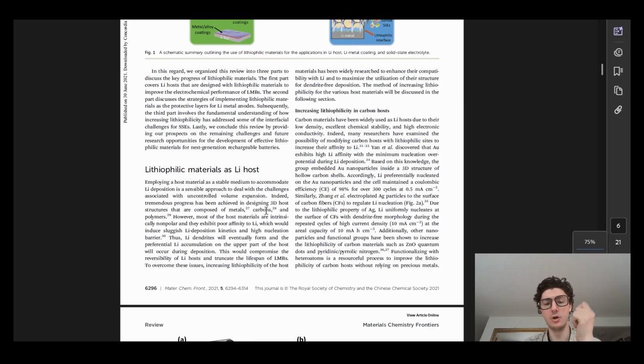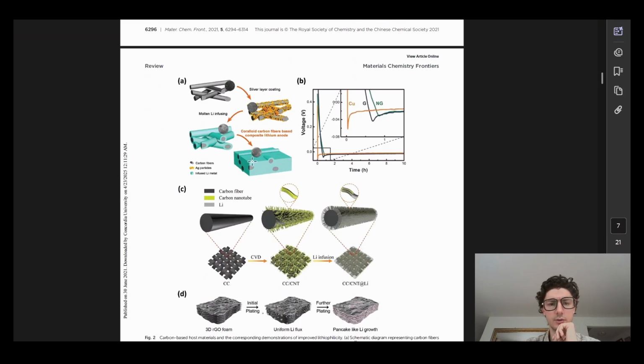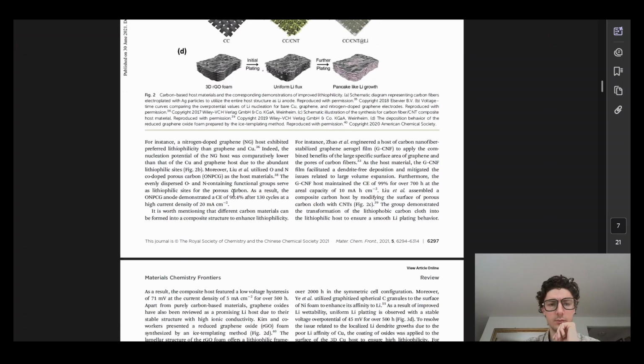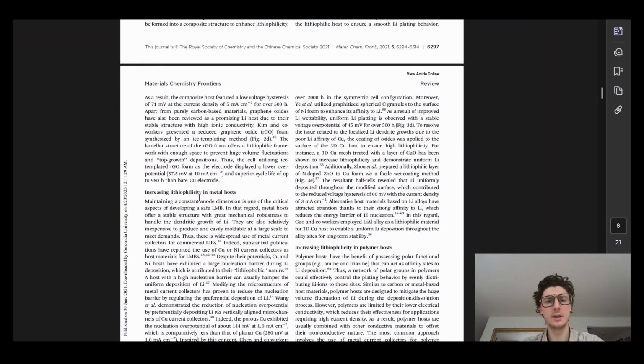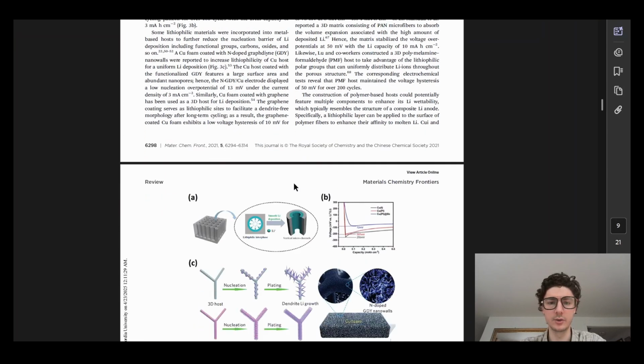So let's see. As I said, it's a review article, so normally there's no materials and methods section. It goes from introduction straight to lithophilic materials as lithium host. So let's just read the titles of the sections here. First, increasing lithophilicity in carbon hosts. So here we got a picture, kind of interesting picture. Carbon fibers, Ag nanoparticles, carbon fiber, carbon nanotube. Looks pretty interesting. Increasing lithophilicity in metal hosts. Increasing lithophilicity in polymer hosts.